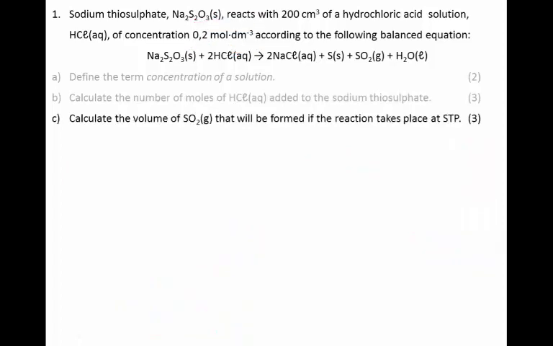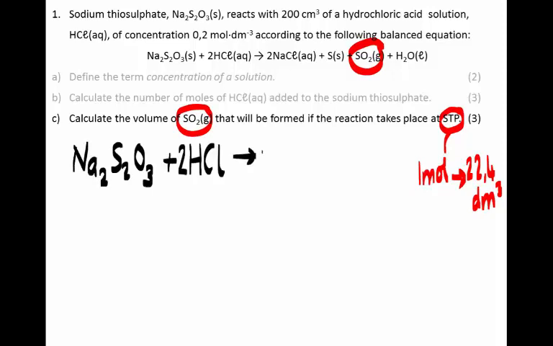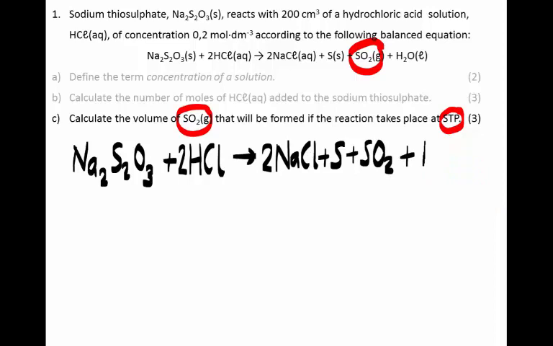Now we need to calculate the volume of sulfur dioxide gas that is formed if the reaction takes place at STP. We know at STP, 1 mole has a volume of 22.4 decimeter cubed. These are equivalent to one another at STP. So let's write the equation out. Sodium thiosulfate reacts with hydrochloric acid to form table salt, sodium chloride, plus sulfur dioxide plus water. Now the only parts that are really of interest to us are the sulfur dioxide, because that's what we have to find out. What's the volume? How many decimeter cubed of sulfur dioxide will be formed?